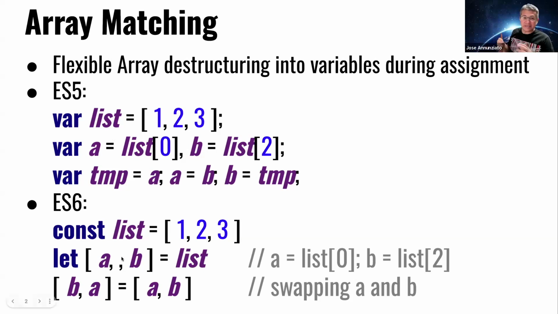There's no need to do indices, 0, 2. It's so error prone, knowing which index you mean. Also, it's much more compact when you are going to swap values. You can just say b comma a is equal to a comma b. So there's no need to declare a separate temporary variable to do the swap. They just swap amongst each other.